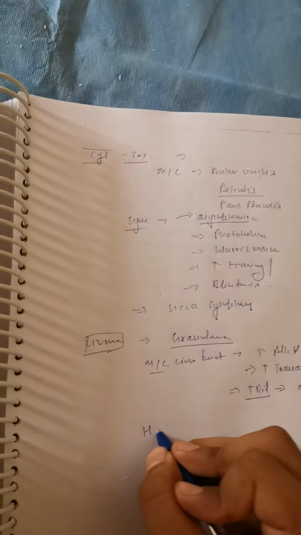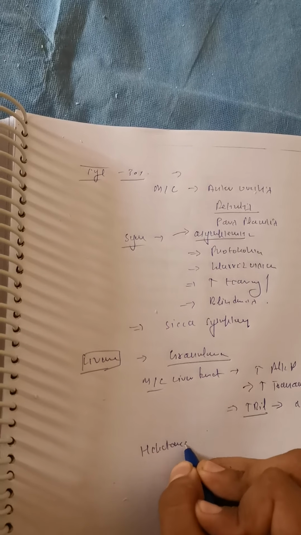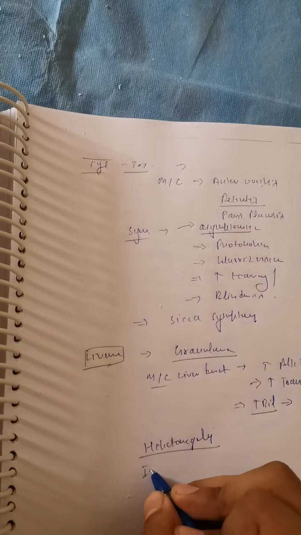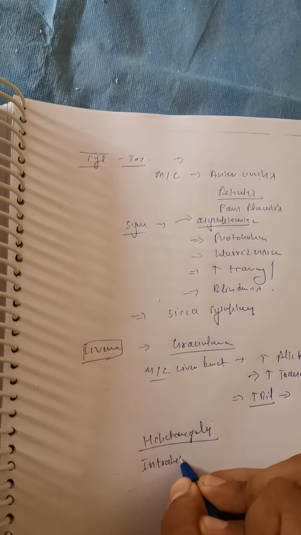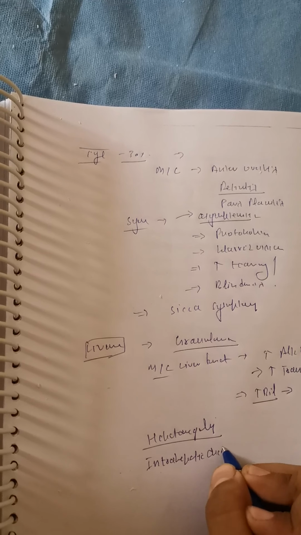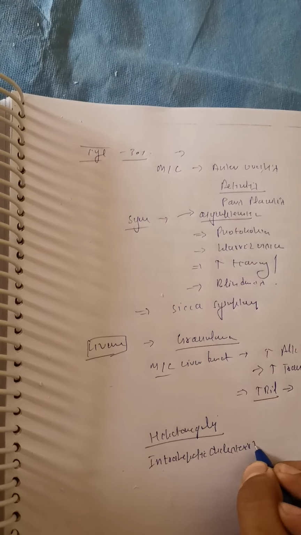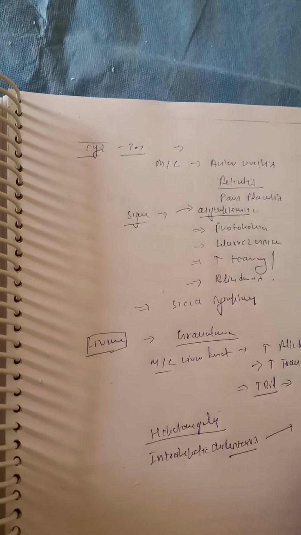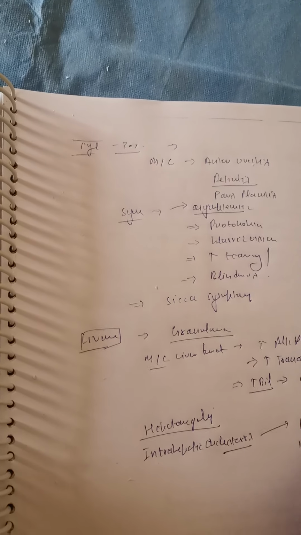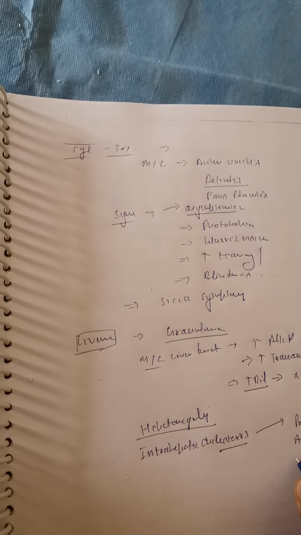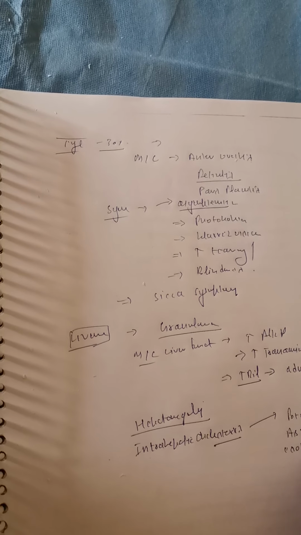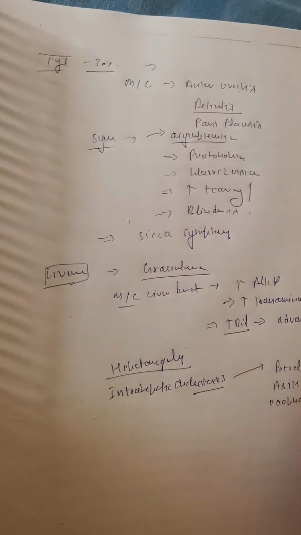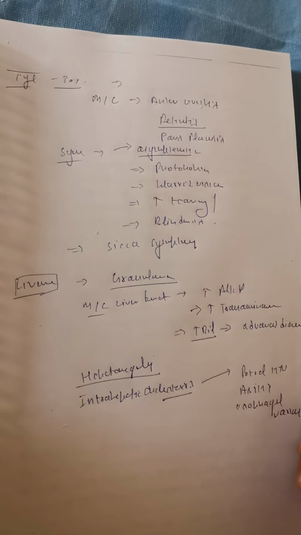Hepatomegaly can be there. Intrahepatic cholestasis, which can lead to portal hypertension, later on ascites and esophageal varices.